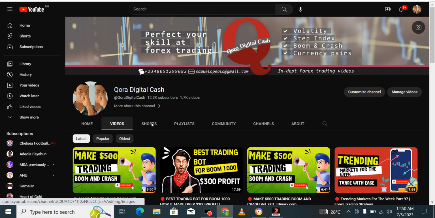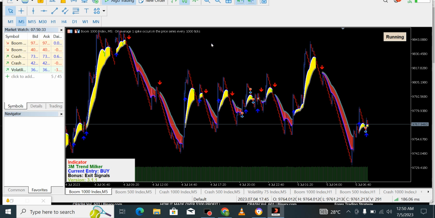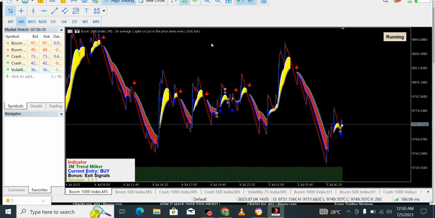Like I said, we will be checking out the assets one after the other and doing the analysis, and you're going to see how I pick up my trades and how I set up my TPs and everything. Right here, this is Boom 1000. I'm on the 5-minute time frame and I'm using the 3M Trend Milka trading indicator. For those of you that have it, big congratulations to you, and I know that it will be very easy to do the analysis.